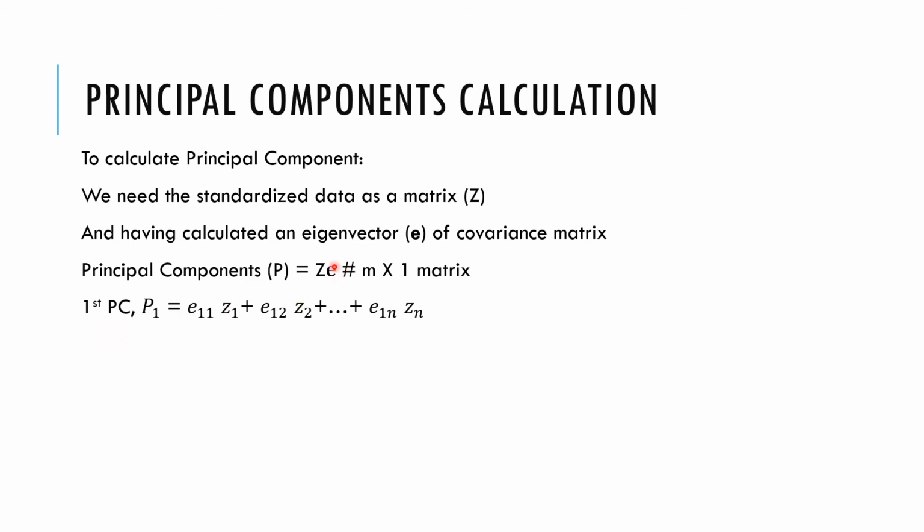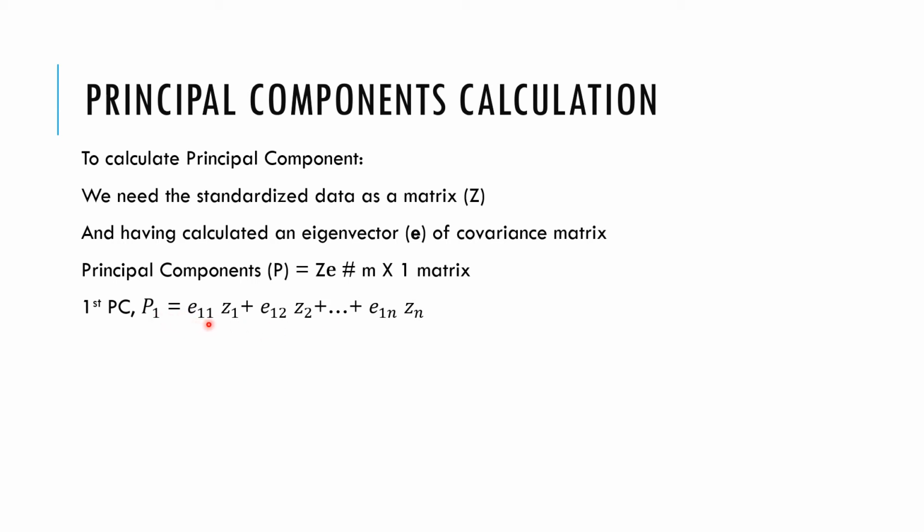Let's say this eigenvector is the first eigenvector, so we get the first principal component. It is E11 Z1. Z is an M by N matrix, right? M is the number of records and N is the number of variables. So you get an M by 1 matrix, which will have M rows and 1 column only. Each row will contain one principal component, right?